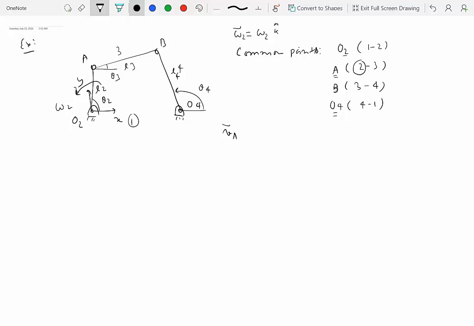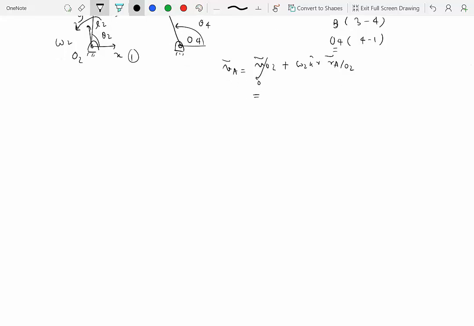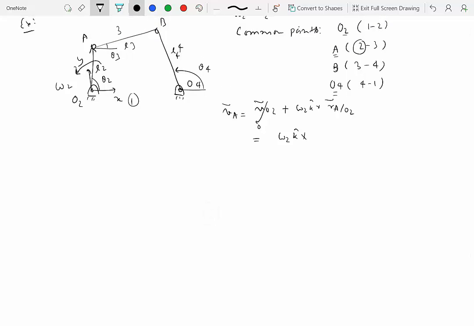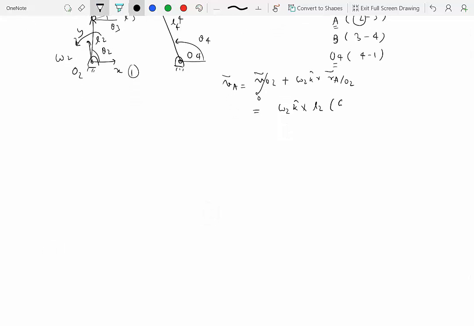So velocity of A, choosing O2 as a reference point, which is 0, is omega 2 k hat cross r of A with respect to O2, okay? So this is omega 2 k hat, and what is r of A with respect to O2? It is this vector. So that's L2 cosine theta 2 i hat plus sine theta 2 j hat, and that is omega 2 L2 times cosine theta 2 j hat minus sine theta 2 i hat, right? That's the velocity of A from the perspective of rigid body 2.